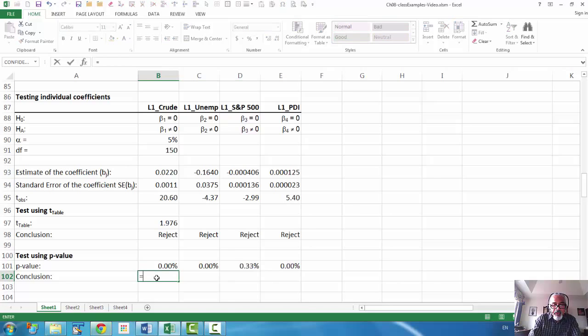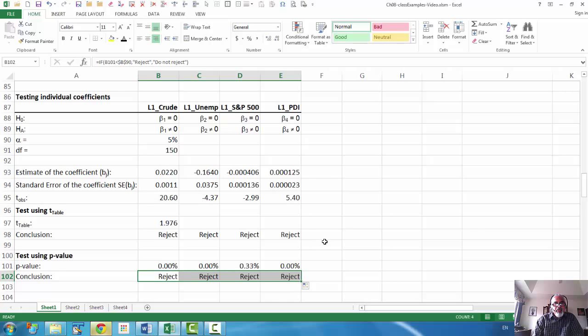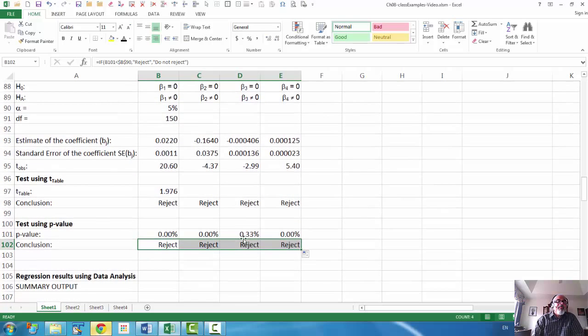Again, we can do an IF function for the conclusion. If the p-value is less than alpha, and alpha should be absolute referenced, then you reject. Otherwise, do not reject. Of course, the conclusion will be identical. One is using the table value, the other is using the p-value.